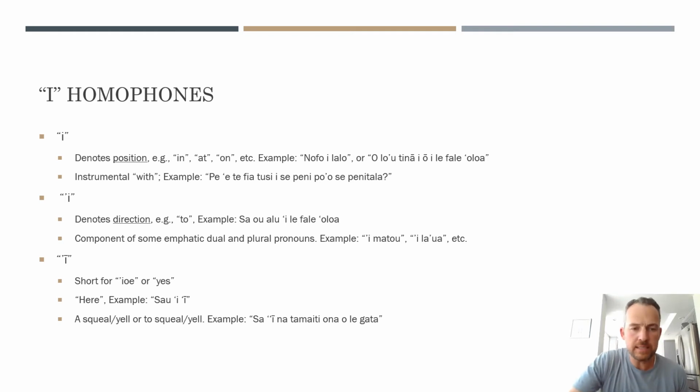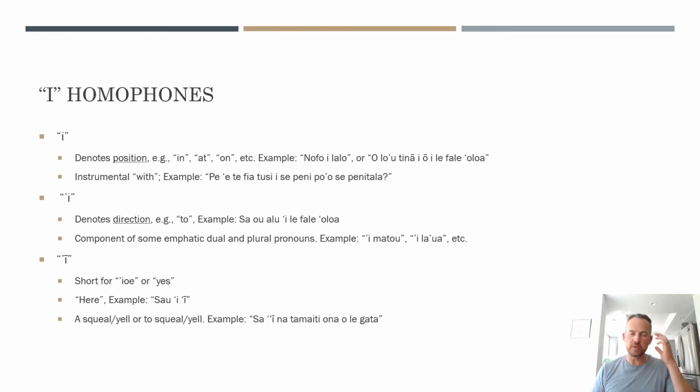All right, our last case here is E with a macron and a glottal stop at the beginning. Number one, it is short for yes. So ioe, ioe is yes in Samoan. And a short version of that, so instead of saying yes in English, you could say yeah. Well, the equivalent of that is E in Samoan. So you could say, hey, are you hungry? 'Te fia 'ai?' You could say E, I'm hungry. You know, make sure to raise your eyebrows as well. It could also mean here.